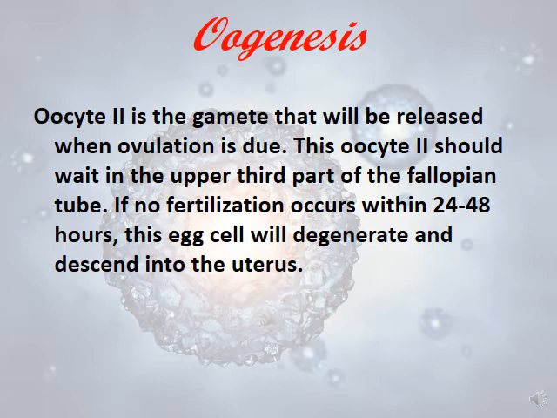Please kindly note that oocyte 2 is the gamete that will be released when ovulation is due. This oocyte, the secondary oocyte, should wait in the upper third part of the fallopian tube. If no fertilization occurs within about 24 to 48 hours, this egg cell will degenerate and descend into the uterus. So you have to know that oocyte 2 is the one that will be released when ovulation is due, and it waits in the upper third of the fallopian tube. If there is no fertilization within about 24 to 48 hours, it will degenerate and descend into the uterus.